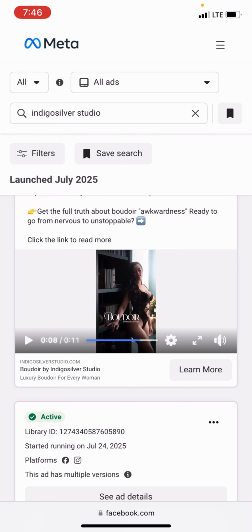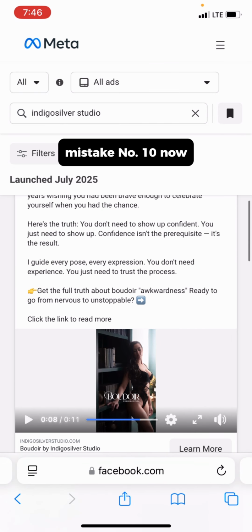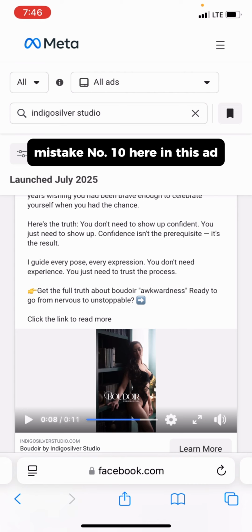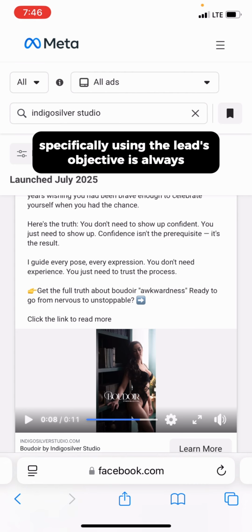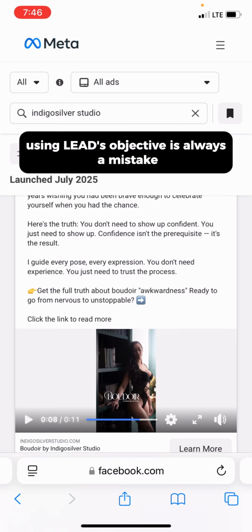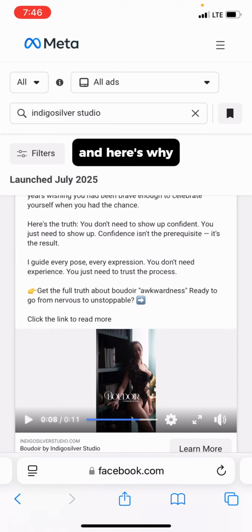Mistake number 10 now. I do not know if we're making the mistake here in this ad. Mistake number 10 is objective. Specifically, using the leads objective is always, always, always a mistake. Using the leads objective is always a mistake, and here's why.